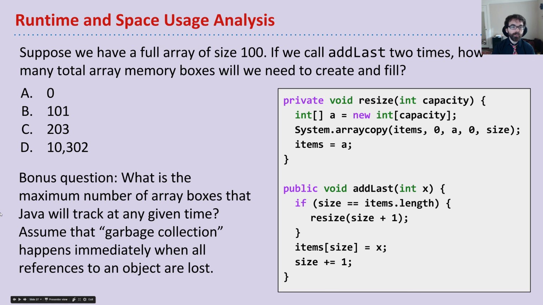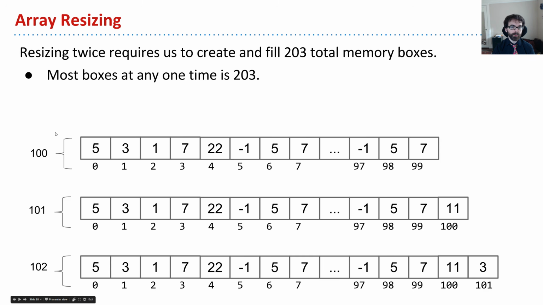And so it turns out for both of these, the correct answer is in fact 203. Let's see why. So resizing twice requires us to do the following. The first time we resize, we create a new array of size 101, we copy everything over, and that takes up 100 spaces, or we fill in 100 spaces, and then we finally fill in the last one. So that's 101 create and fills. We then repeat the exact same process, but now for 102. And so in this case, we can say that the total number of array memory boxes that are created and filled is 203.